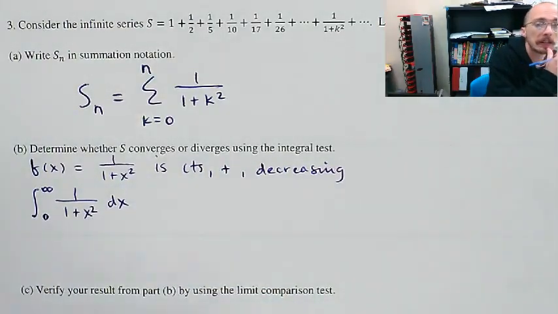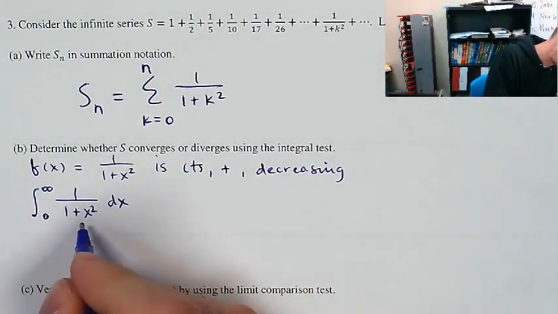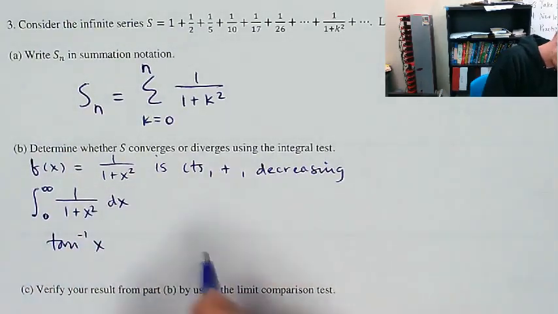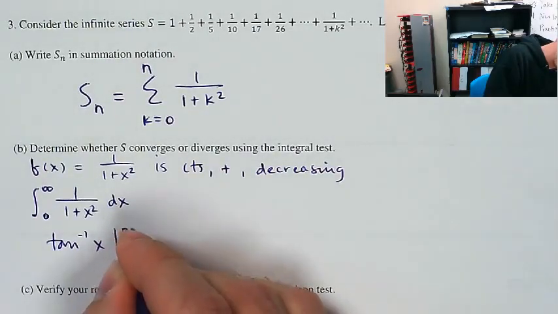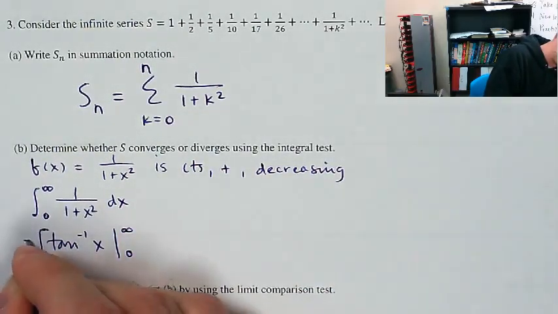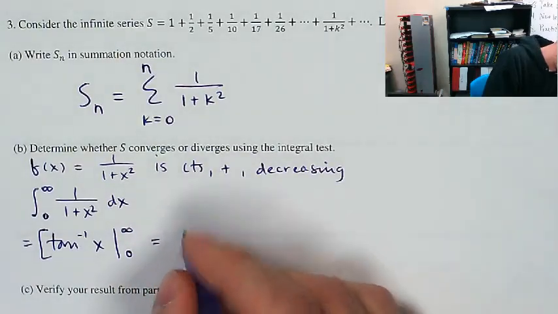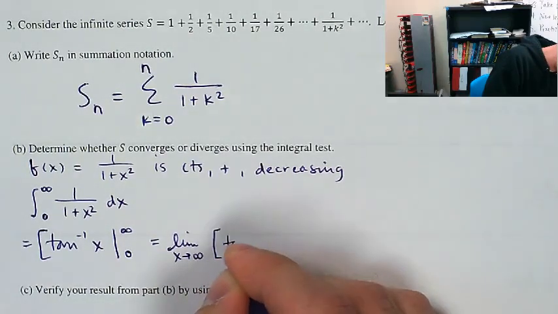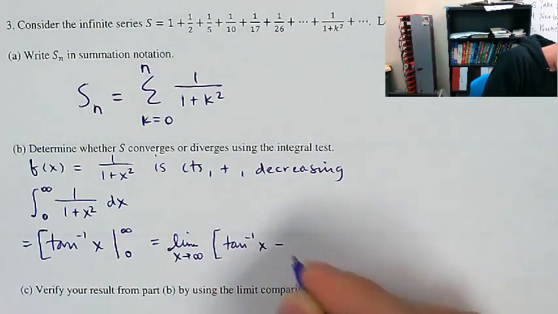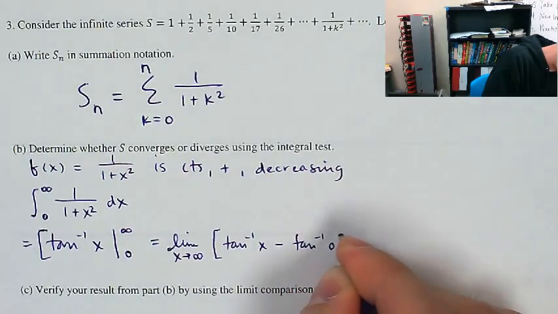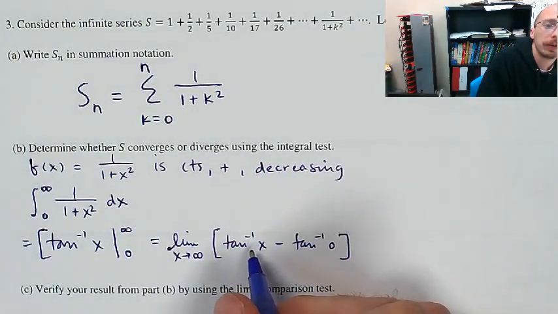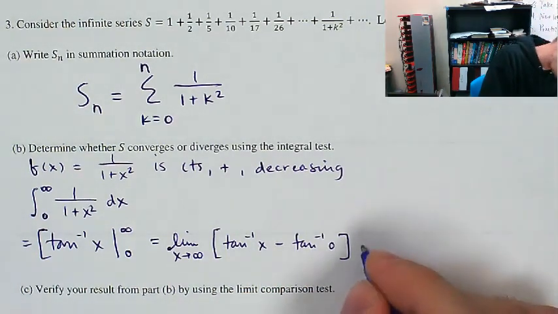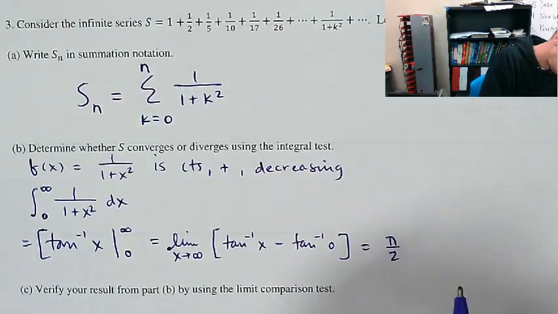This is an antiderivative we need to know. We need to know that the antiderivative of 1 over 1 plus x squared with respect to x is inverse tangent of x. And then that's going to be the limit as x approaches infinity of arctangent of x minus arctangent of 0. I'm going to tell you arctangent of x as x goes to infinity is pi over 2. Arctangent of 0 is 0. So this in total is going to be pi divided by 2.